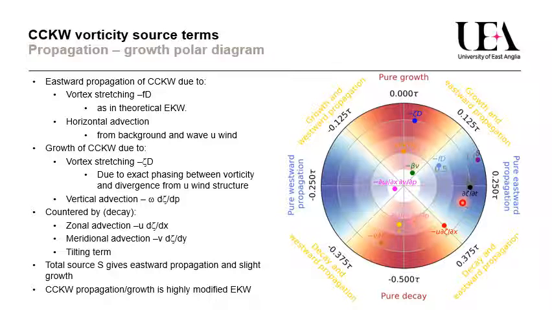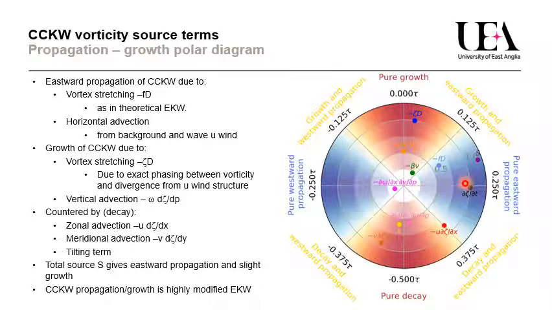All the terms are normalized with respect to the vorticity tendency, so that lies over here, and it gives you eastward propagation, as you might expect. As a reminder, there's a grey square there that says EKW. The theoretical Kelvin wave would lie exactly here as well, both the vorticity tendency and the minus FD term, because the theoretical K wave propagates eastward and has no growth or decay.